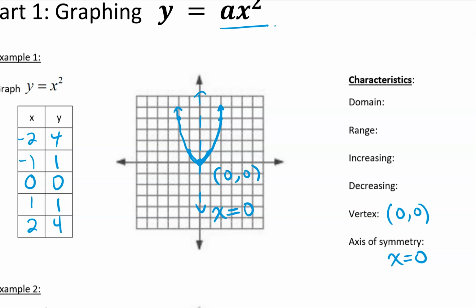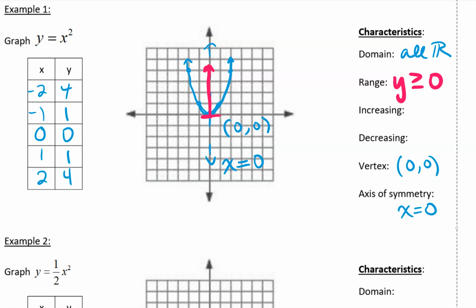Okay, now we're ready to talk about domain and range. So we know that the domain for quadratics is all real numbers. But the range we have to look at a little more closely. Remember, we want to look for a lowest point or a highest point. So for these, we're going to be looking at the vertex, and the vertex is the lowest point, and all of our graph is above that point. So all of our y values are greater than or equal to 0.